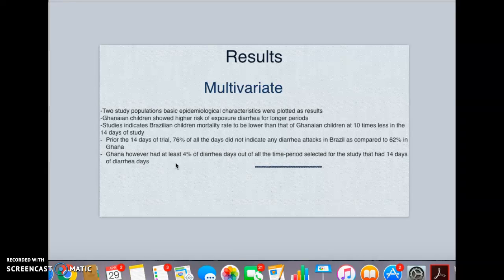Prior to the 14 days of trial, 76% of all the days did not indicate any diarrhea attacks in Brazil, as compared to 62% in Ghana. Ghana, however, had at least 4% of diarrhea days out of the time period selected for the study that had 14 days of diarrhea. So this is a huge difference, a shift in the numerical data.